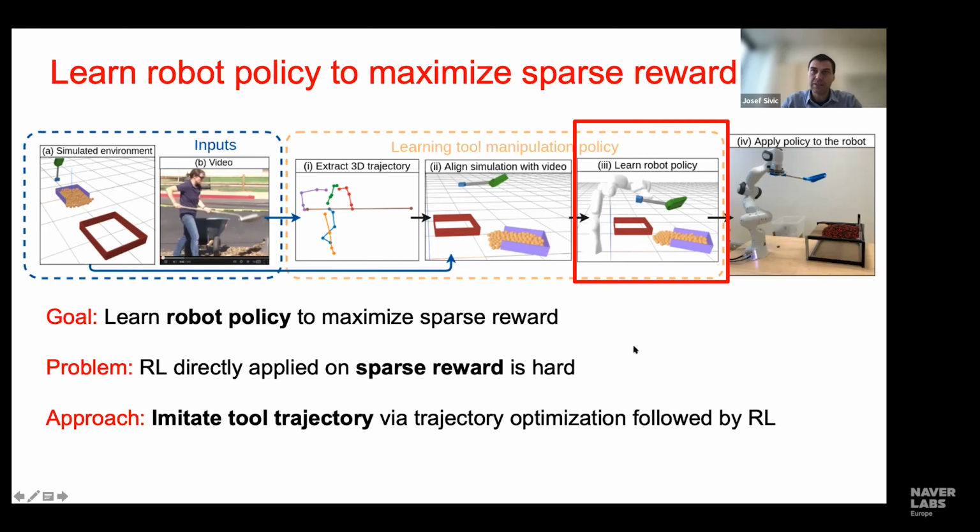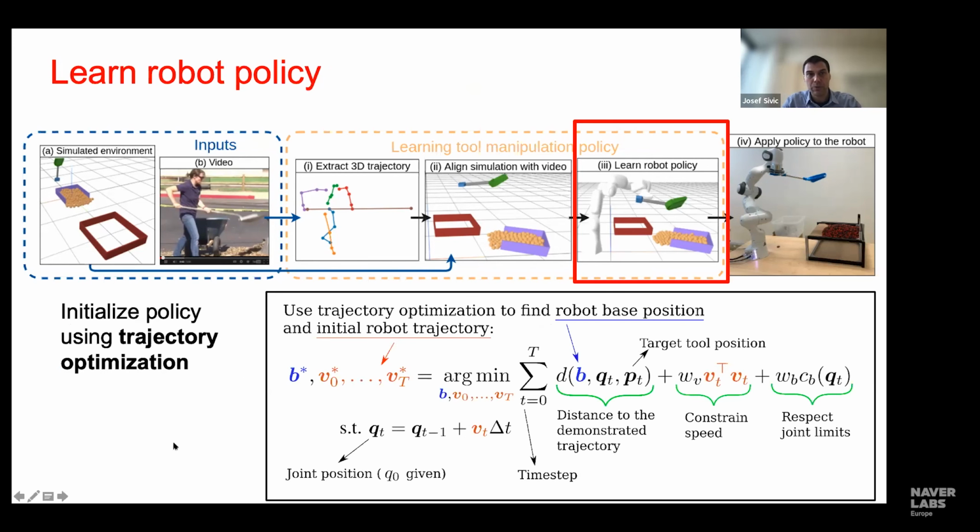So the approach which we are taking is to imitate the tool trajectory using trajectory optimization and then fine-tune using RL. So we formulate the problem as an optimization problem where the goal is to output the optimal joint velocities at different steps of the trajectory, given the position of the robot, which is fixed. And the cost which we minimize is the distance to the demonstrated trajectory. So you would like the robot to imitate well, to follow the trajectory of the tool extracted from the first step.